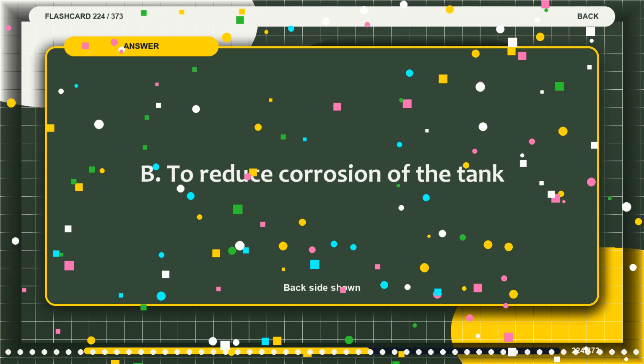The answer is B. To reduce corrosion of the tank.